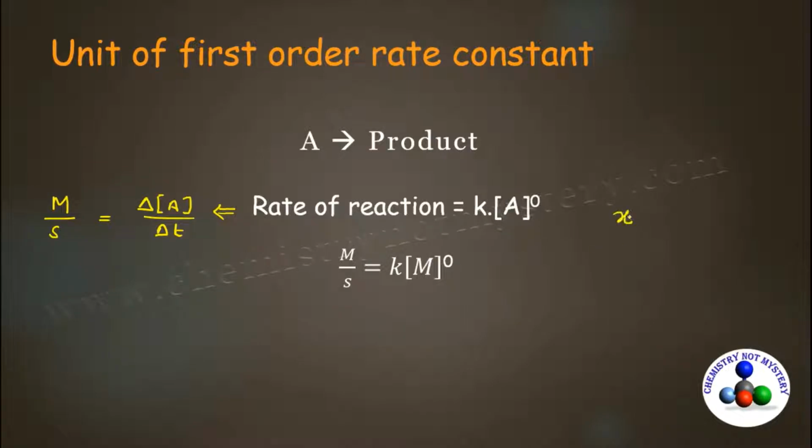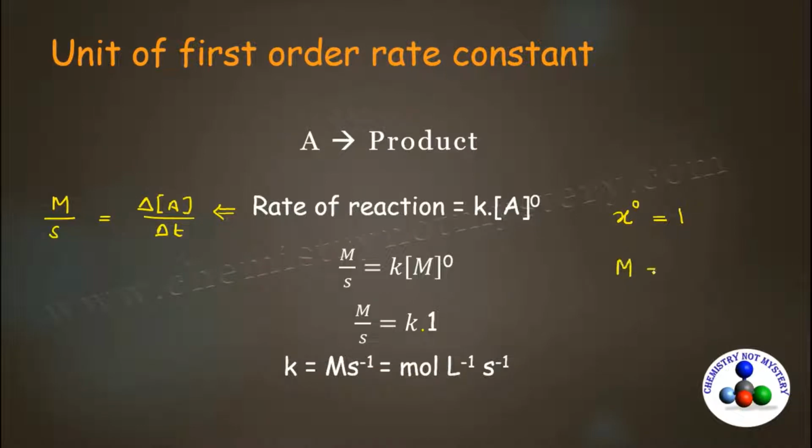And as you all know, if any number x has power 0, its value is 1. So when you solve this equation, you will get molar per second is equal to rate constant multiplied by 1. That means the unit of rate constant you will get is molar per second. Molarity is nothing but the number of moles per liter of solution. So molar can be expressed in terms of mole per liter, and here per second is there. So you will get unit of rate constant either as molar per second or moles per liter per second.